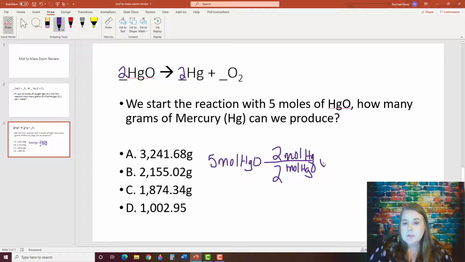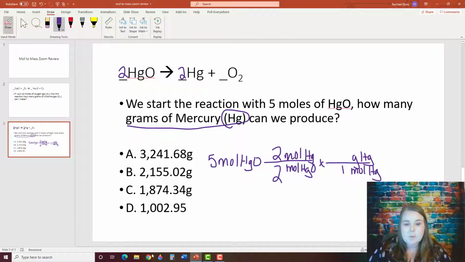All right, next would be take the top unit and move it to the bottom, moles of Hg, and then my final unit should be the grams of Hg because that's what they asked me for. Okay, they asked for grams of mercury, so my top unit should always be my final unit. When grams is with moles, this mole is 1.